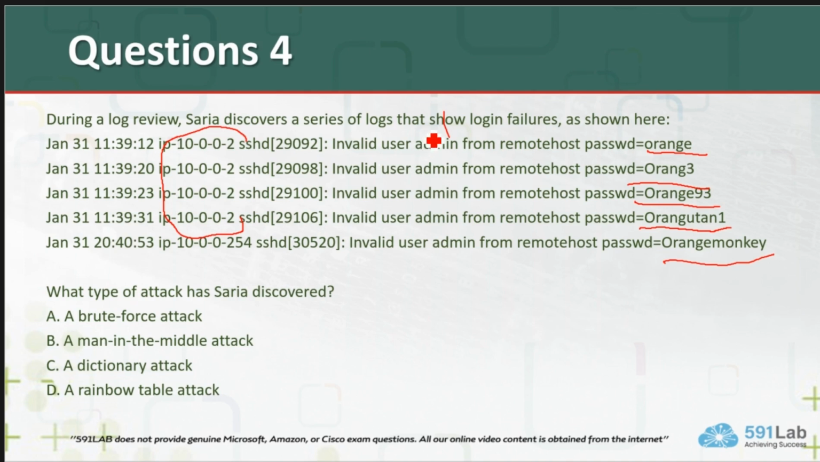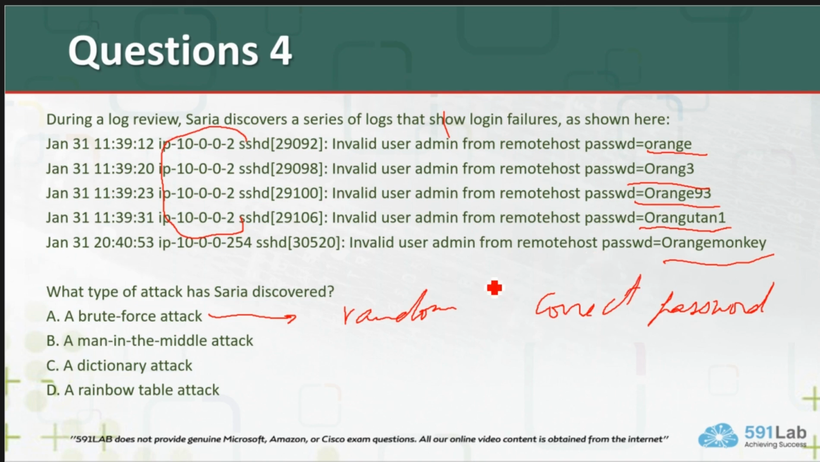So, what is a brute force? Brute force is trying random characters until you discover the correct password. This is what a brute force attack is about. Man in the middle is trying to sniff network traffic in order to steal a valid password. A dictionary attack is trying combinations of words that you can find in the dictionary.